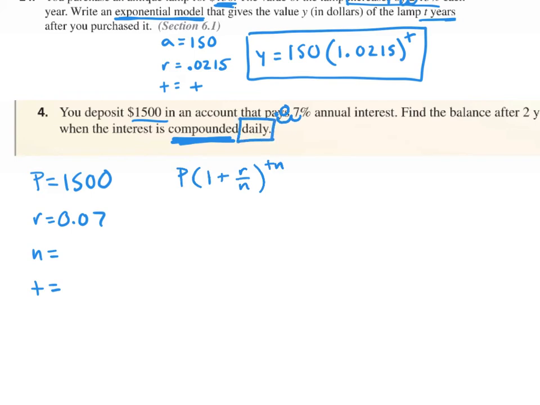What's our n? Awesome. It tells us daily. So daily means it happens 365 times during the year. Make sure you know how many days are in a year. There we go. And then what's our t? 2. It tells us 2 years. So we plug everything in. We have 1500 times (1 plus r, which is 0.07 over 365) to the power of 2 times 365.